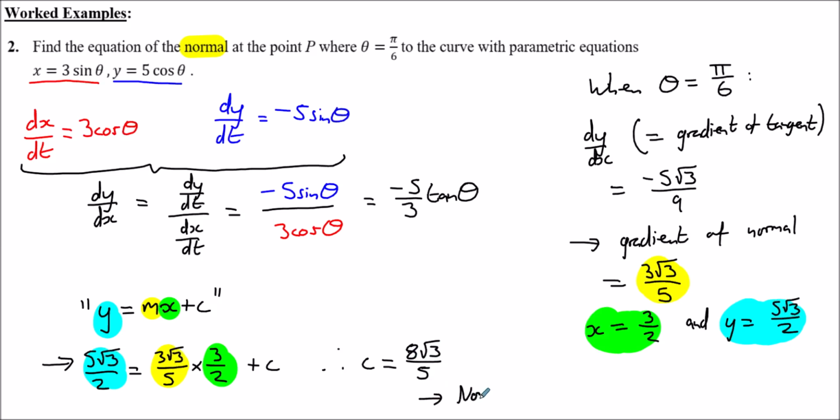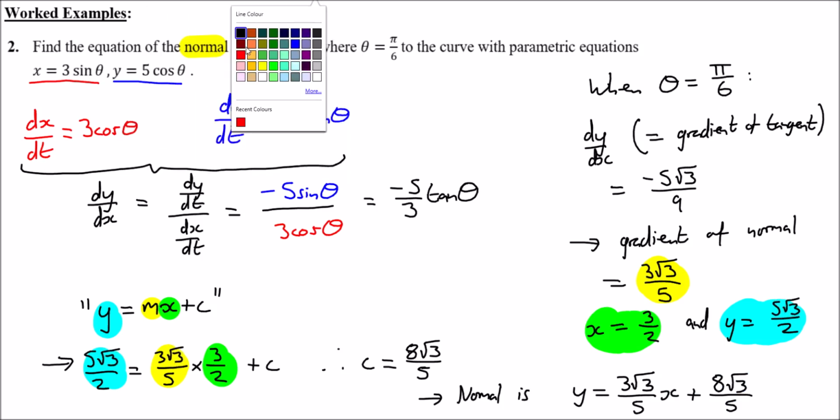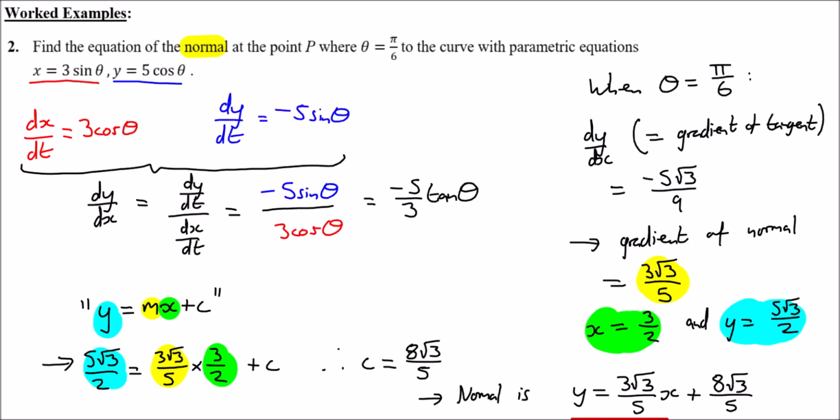So therefore, the normal has to be y equals m, 3 root 3 over 5, lots of x plus c, which is 8 root 3 over 5. And that is at least one valid equation of the normal to the curve when theta equals pi over 6. You could also write this in different ways, but I do think probably the easiest way of doing an equation of a straight line is still y equals mx plus c after all this time.